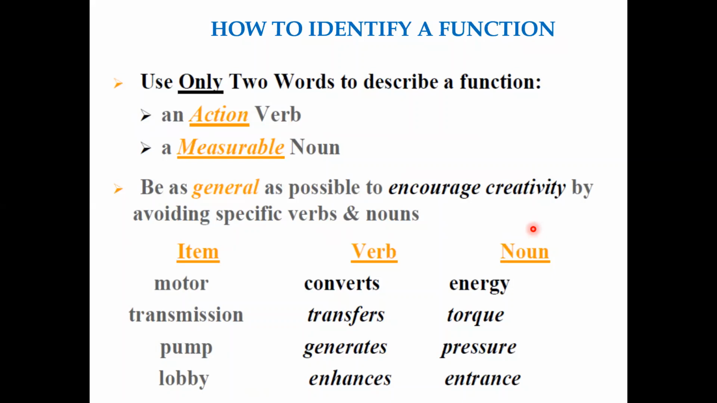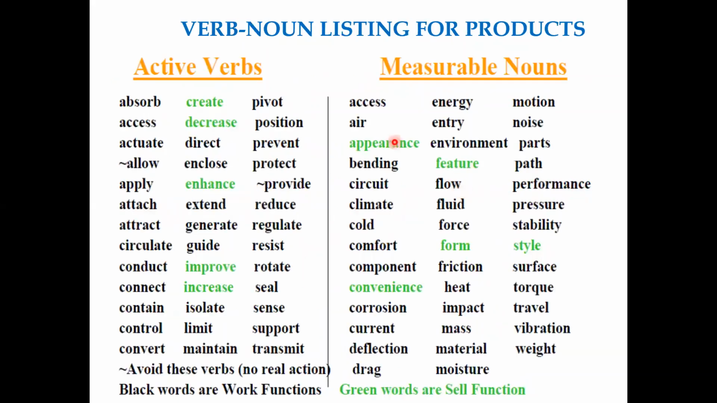Say motor: what is the function? To convert energy. One verb and one noun. Transfer torque. A transmission pump generates pressure. So you should have one verb and one noun. These are the active verb and measurable noun, which give you the work functions and sell functions. You can use this active verb and measurable noun for your exercise.